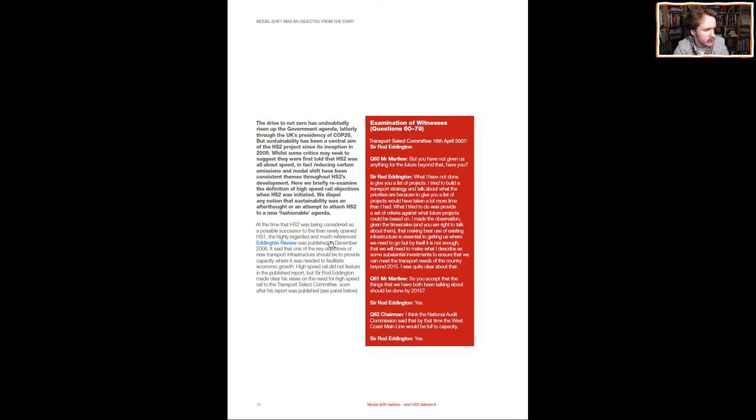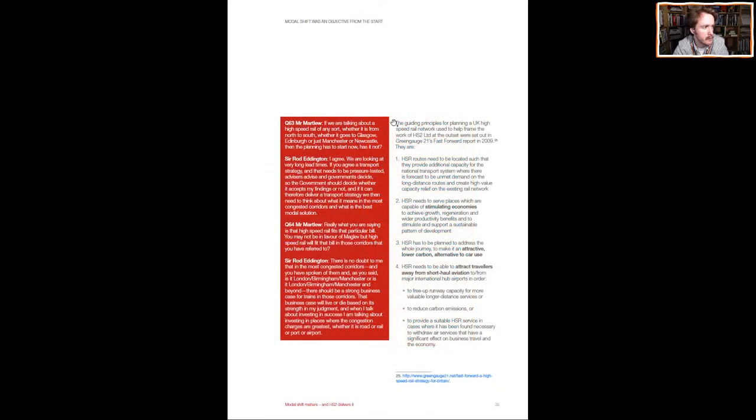The 2006 Eddington Review pointed out that we needed to have new transport infrastructure to provide capacity where it was needed to facilitate economic growth. He didn't mention High Speed Rail explicitly, but he did make that kind of need fairly clear after the public report was published. And it continues.